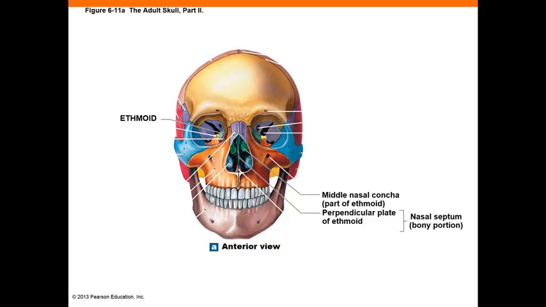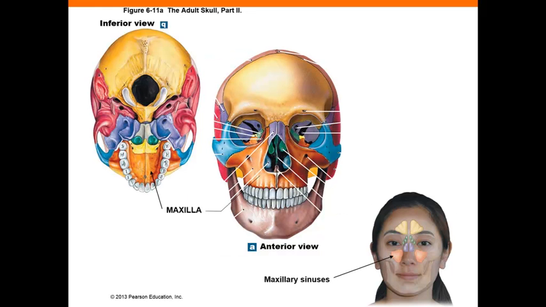So these nasal conchae extend down from the crista galli. Between the conchae, we have part of the nasal septum. So you can see that perpendicular plate extending down between those nasal conchae. So that's the most superior part of the nasal septum, or at least the bony portion of the nasal septum.